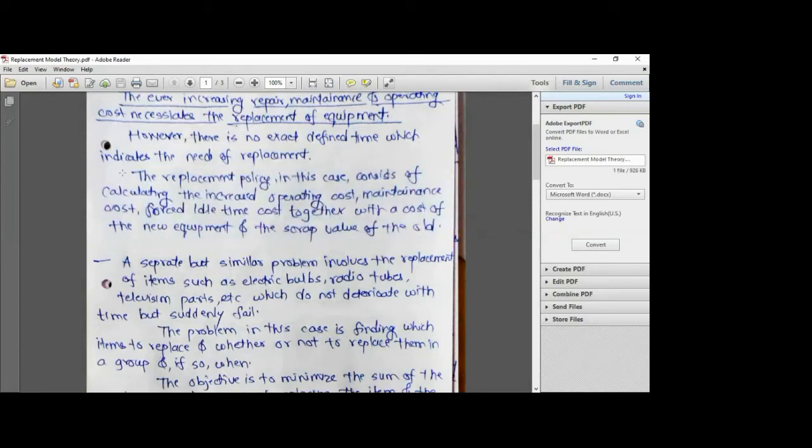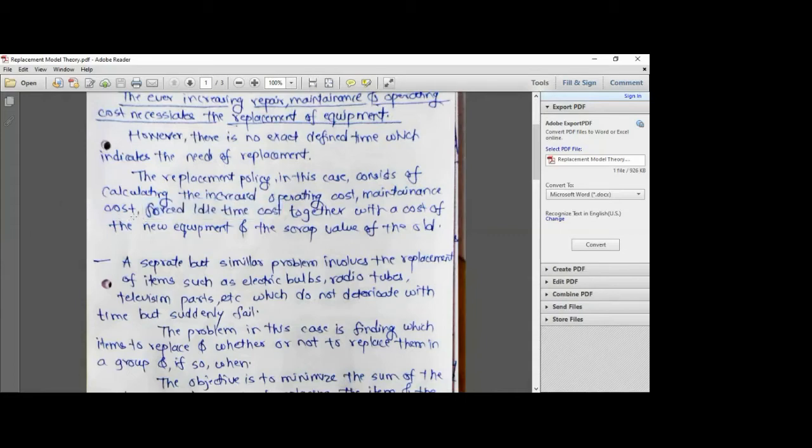So what we'll have to think of is a replacement policy which considers all the costs, right? For example, it considers the increased operating cost, the maintenance cost, and the forced idle time cost. What is the forced idle time cost? The machine is to be used, but because of the breakage we can't use that particular machine and it remains idle. We are in need of that machine, but it is remaining idle because of the breakdown or some maintenance work. So it is called the forced idle time cost. So all these costs are to be taken into consideration.